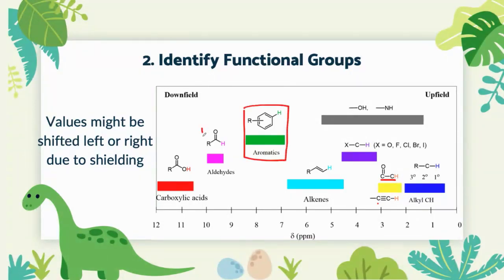Aldehydes are between 8.5 and 10. And carboxylic acids are super deshielded, so they're over here between like 11 and 12. So those ones are really helpful, especially when you start seeing oxygens in your empirical formula. You start looking like, oh, where's my peak? Is it super to the left? If not, it can be an alcohol.